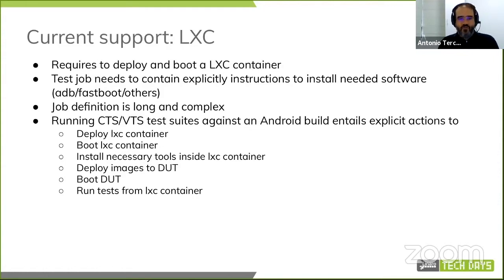For instance, today to run the Android test suites against a device, you need to first deploy a LXC container. So you have to declare, I want a LXC container that has this base system. Then you have to tell Lava to boot that container as if it was a regular device. Then you need to have a test definition that installs the necessary tools inside the LXC container. Then you get to the real work, which is deploy the image to the device, boot it, and then run tests from the LXC container connecting to the device.